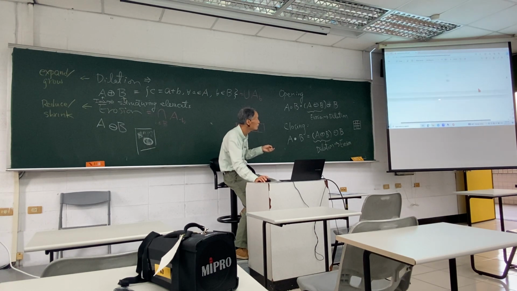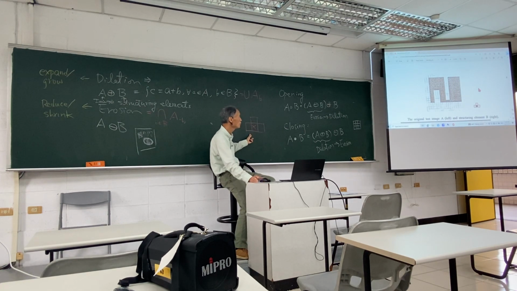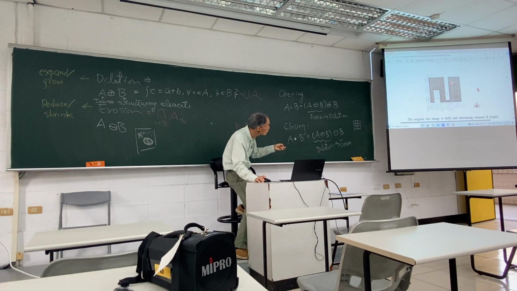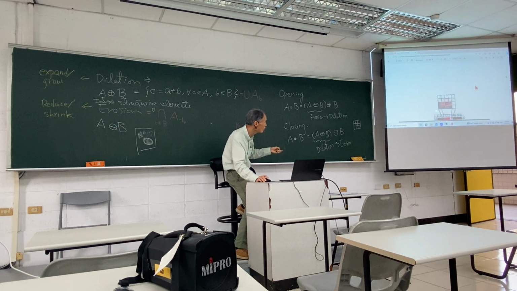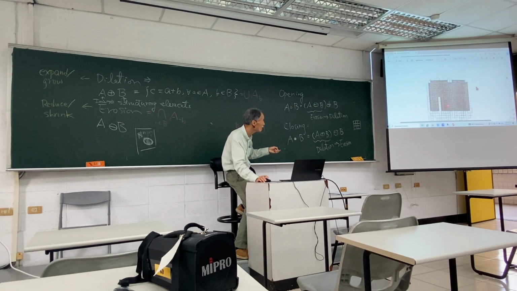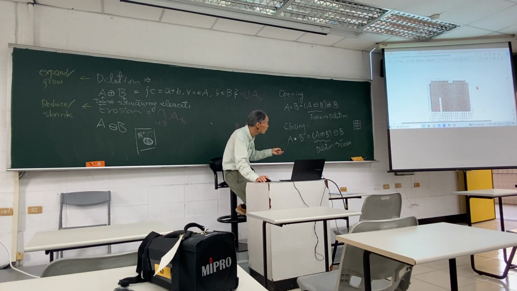After that, you see the original, you can see there's a gap here, right? The size of the structuring element is 3 horizontally. Because the width of this gap is only 2, but the gap here is 3, after the dilation you will have something like this. It will fill the gap, but it will still maintain the shape here.